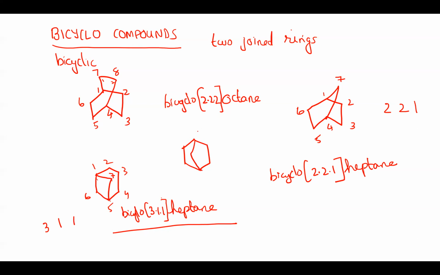So again, here 1, 2, 3, 4, 5, 6 here and 7 here. The 7 carbon atoms, so again we can call that heptane. So it's bicyclo. It is having 1 in between.